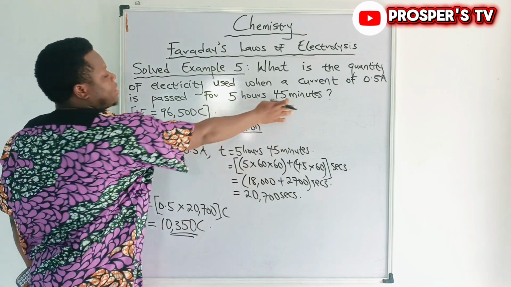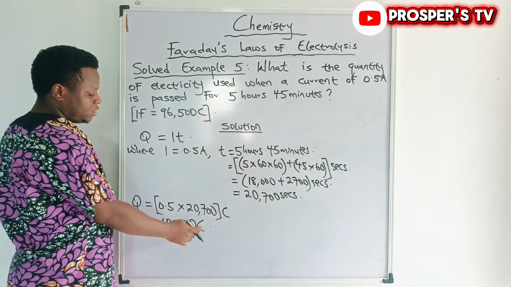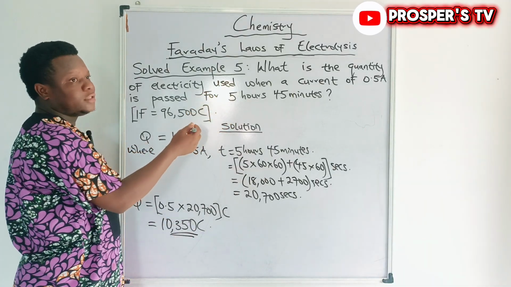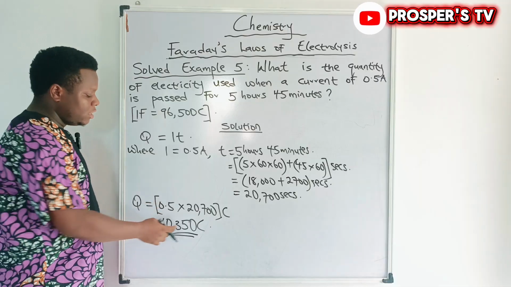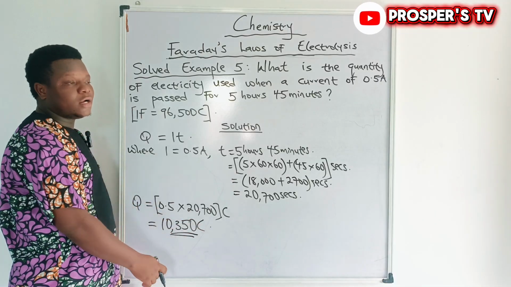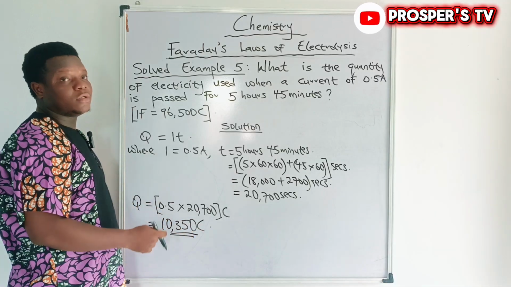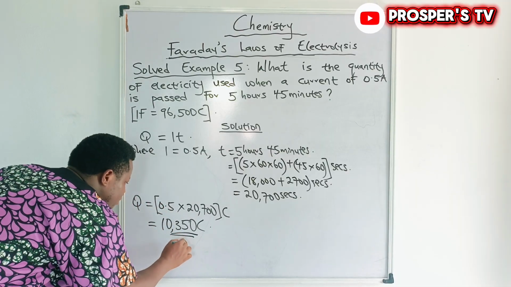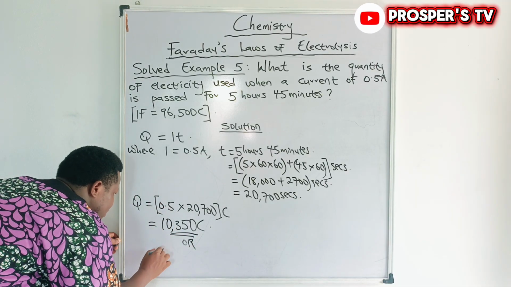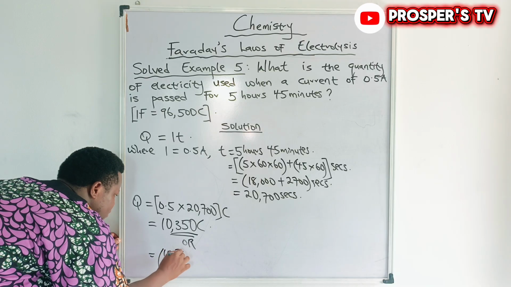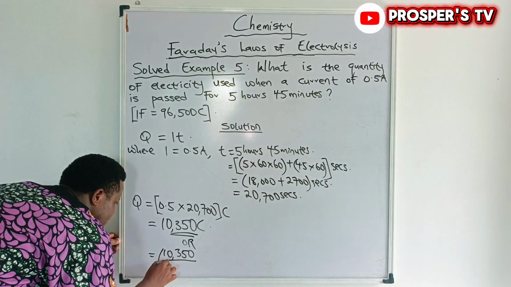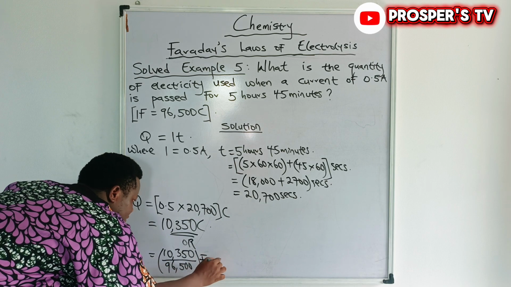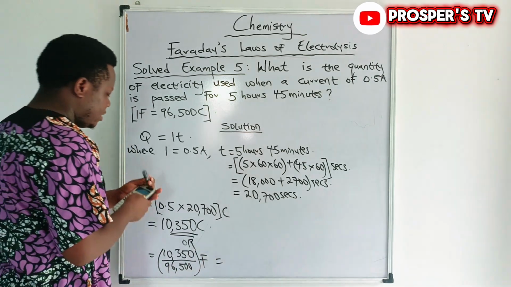So you stop here, but if it were to be an objective question, it's determined by the unit in which your options are expressed. Sometimes the options can be expressed in farad. To convert coulomb to farad, you simply divide your answer with what? 96,500. So you can also say this is the same thing as 10,350 divided by 96,500 farads.